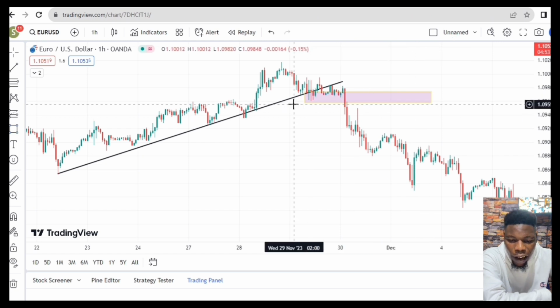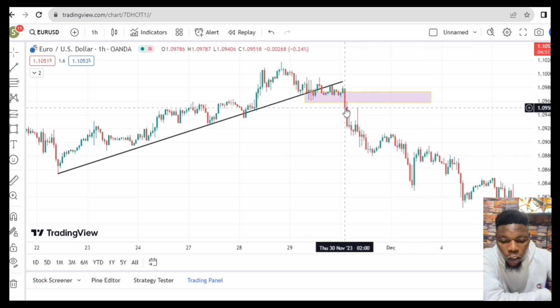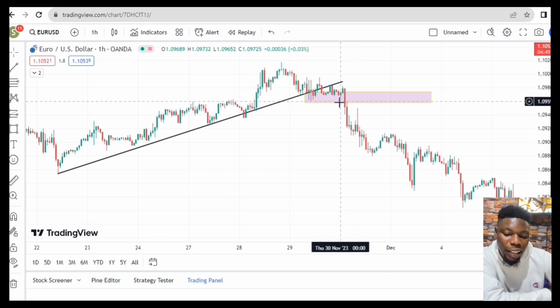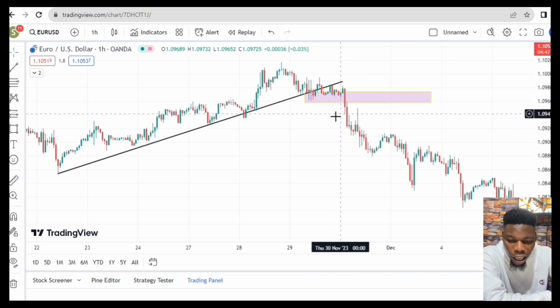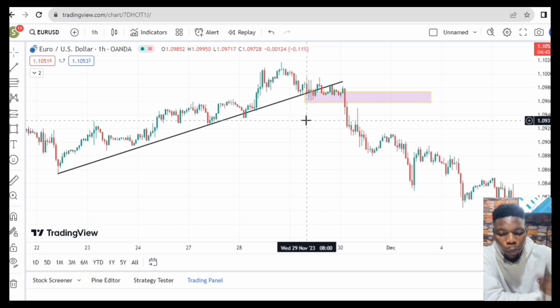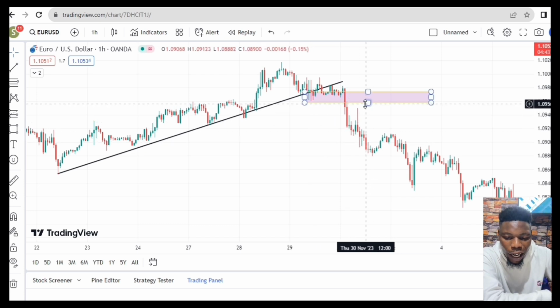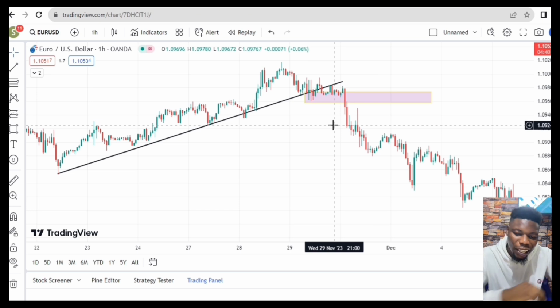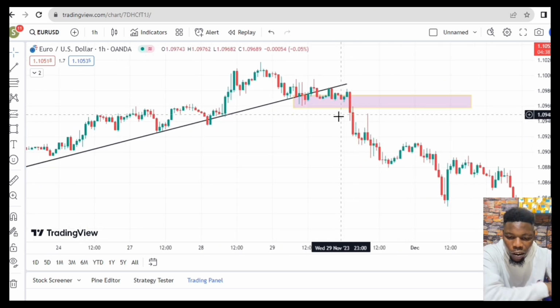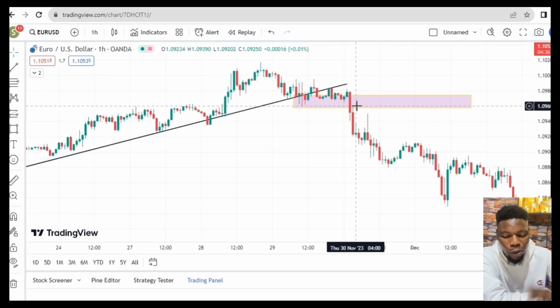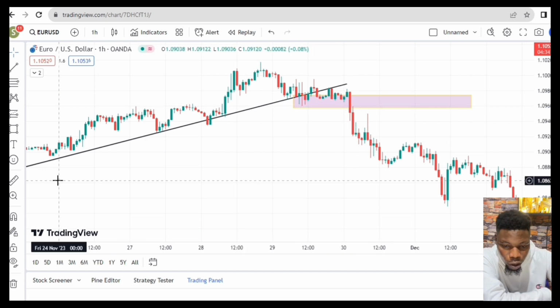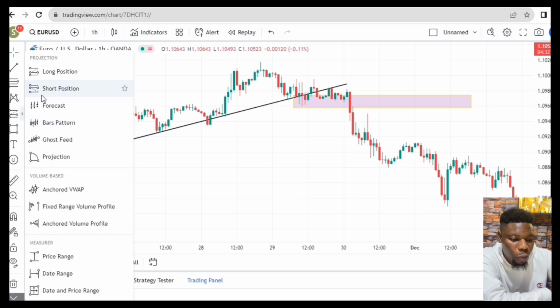What did I say after that? We wait for the market to break and retest. So the market broke and retested here. I think there was so much selling pressure that the market couldn't even reverse back. But a retest happened. If you look at it clearly, a retest happened. The market went back, the retest happened, and price pushed downwards. So what do we do? We enter our short from here.